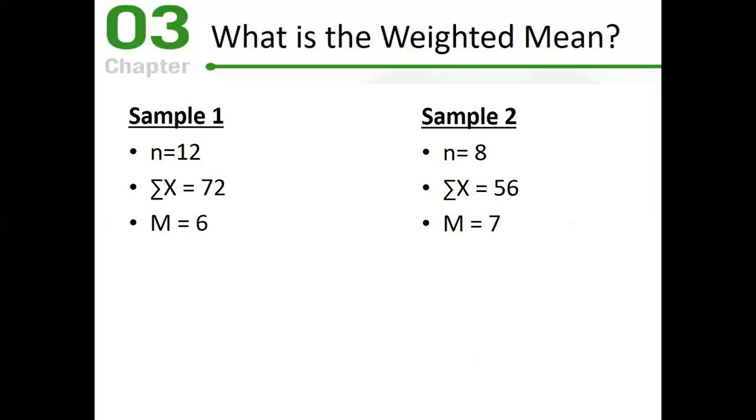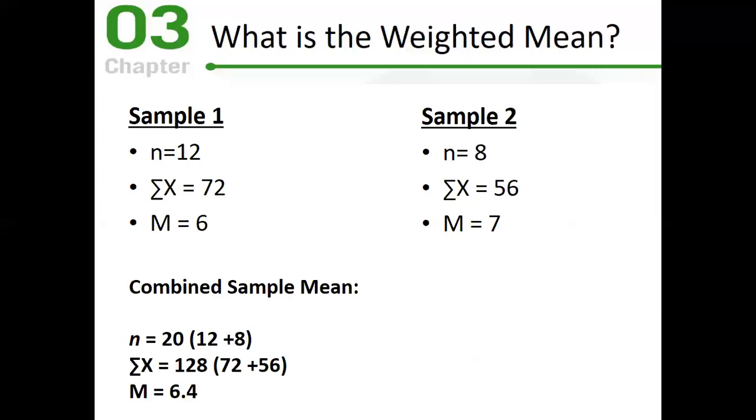Okay, so feel free to pause the video if you need a few extra seconds to go through this. Basically, you should have gotten a mean of 6.4. In your numerator, you should have had this addition of 72 plus 56, which comes out to 128. And your denominator should have been 20. There's 12 people in sample 1, 8 in sample 2. 12 plus 8 is 20. We get a mean of 6.4.